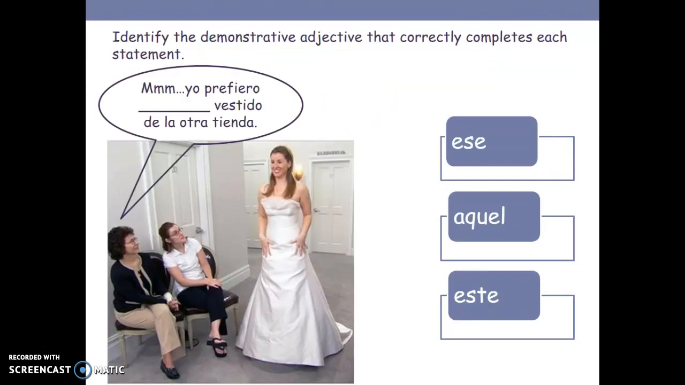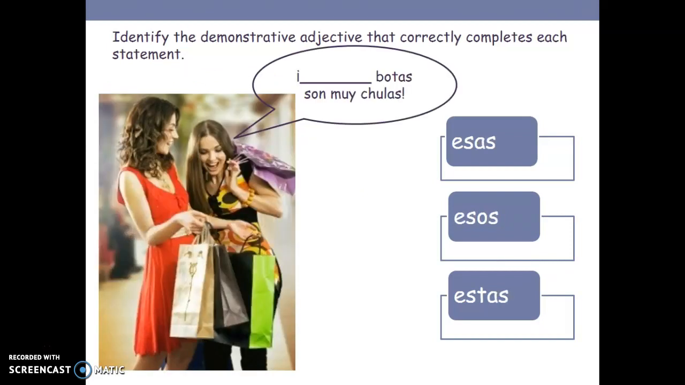Yo prefiero blank vestido de la otra tienda. Her mom or grandmother or family member or friend, work friend, whoever that is, says to her, I prefer that dress at the other store. That over there. It's not near me, it's far from me. Blank botas son muy chulas. Blank boots are very cool. Esas botas son muy chulas. Those boots are super cool.